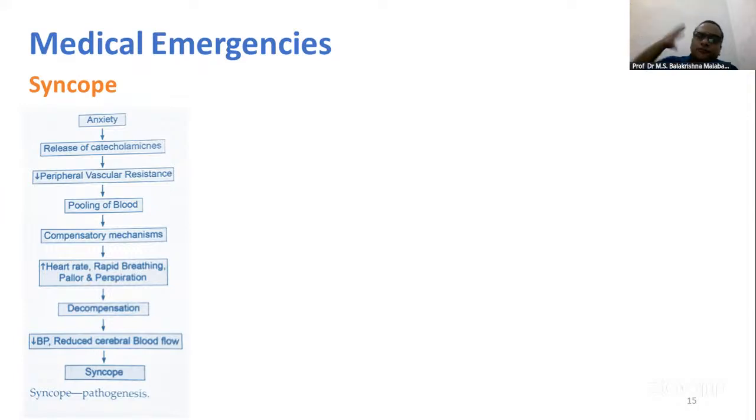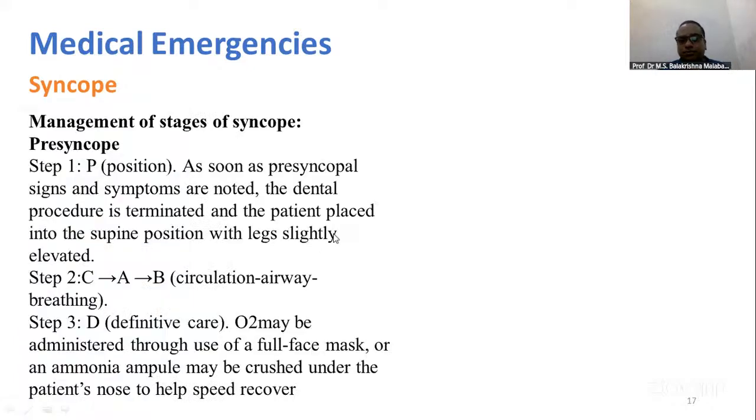Then after trying for a period of time, the heart gives up and it goes into a state of decompensation. Then the blood pressure which was high, the heart rate which was high, breathing which was high, all becomes low now. So there is reduced blood pressure, reduced cerebral blood flow, and finally the patient collapses. So this is the flow chart, what you should know.